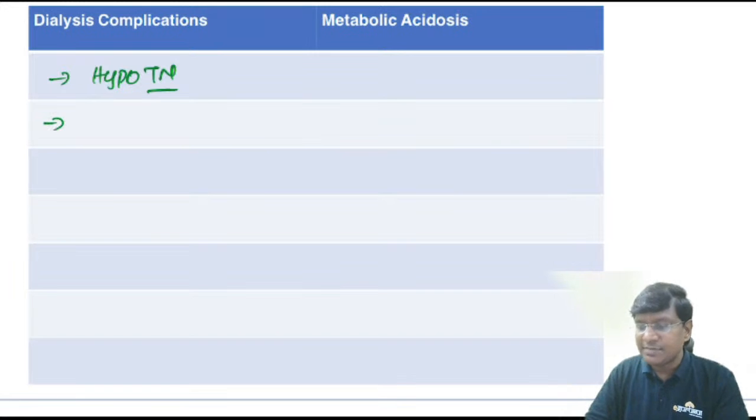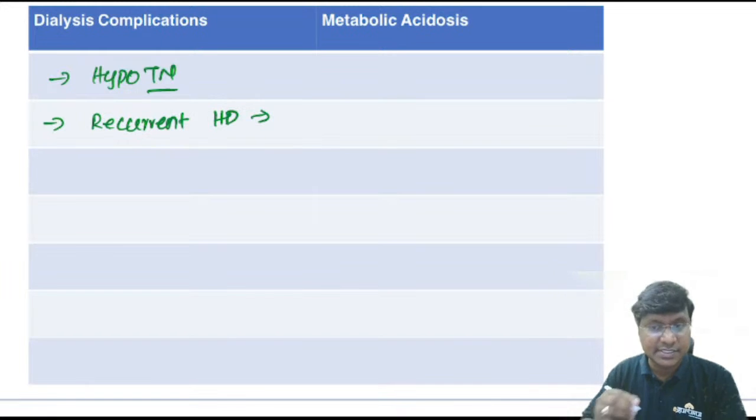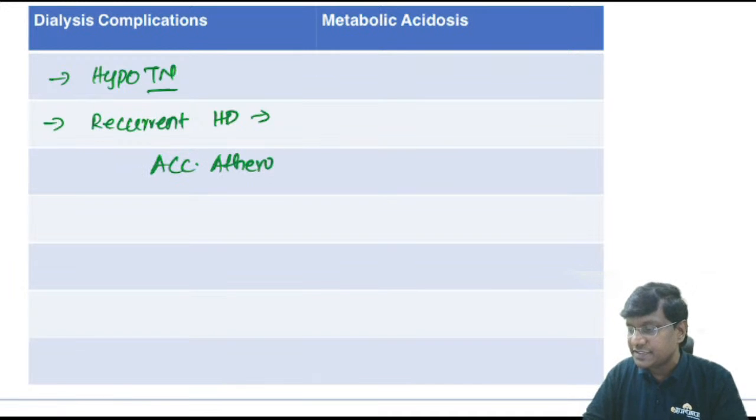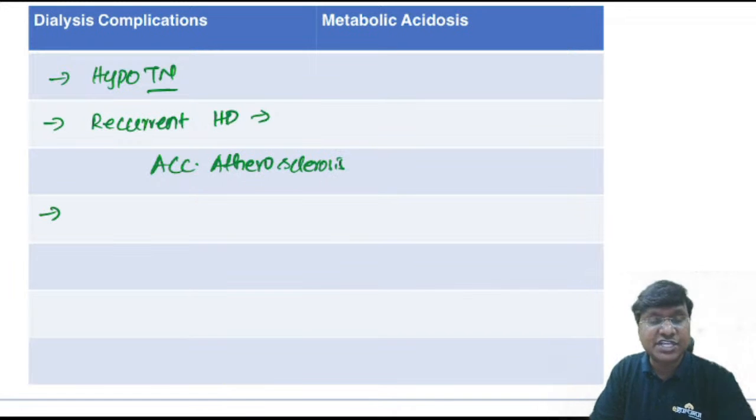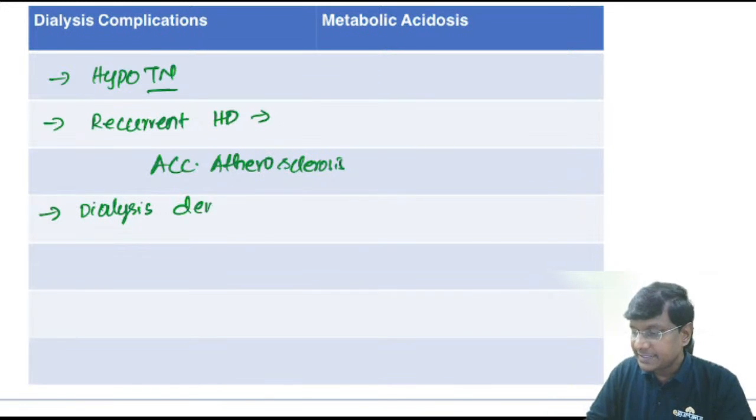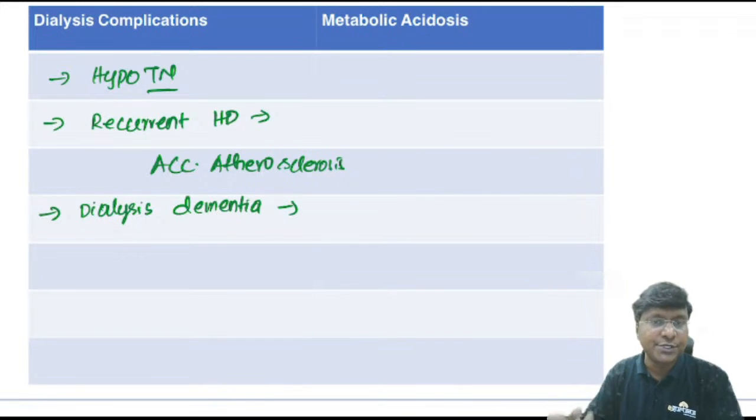Okay. And what is the most common complication of recurrent hemodialysis? This is another very, very important point. In case of recurrent hemodialysis, the complication that can develop is accelerated atherosclerosis. And because of this accelerated atherosclerosis, the individual can have ischemic manifestations. And in patients on dialysis, there can also be dialysis dementia. Now, what is this dialysis dementia due to? Dialysis dementia is due to accumulation of amyloid beta 2 protein within the brain.